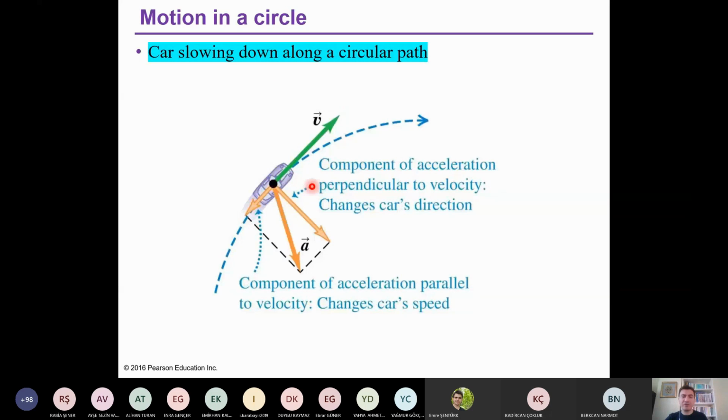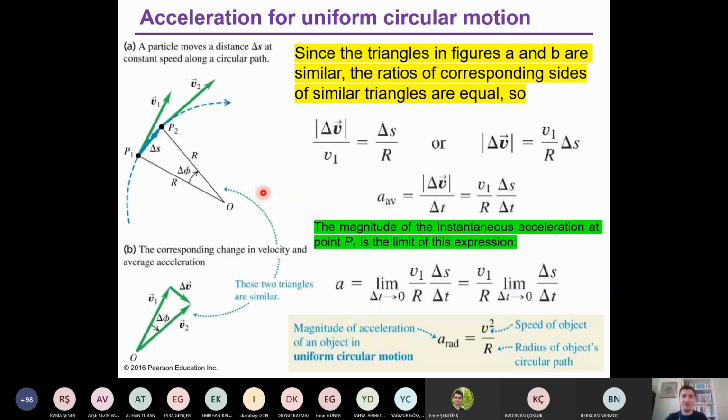This is the direction of the parallel component of the acceleration. Since they are in opposite directions, the car is slowing down, okay? Any question here? Then let me try to calculate acceleration for uniform circular motion.